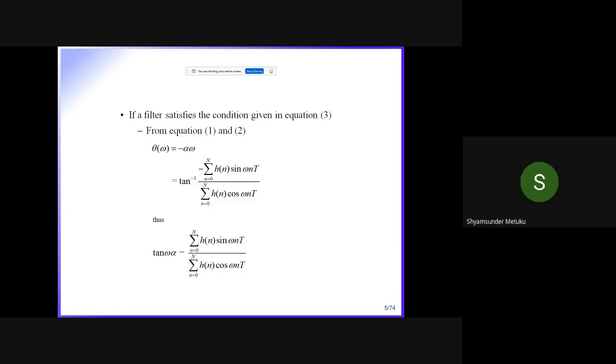Now, because it's a tan inverse, you bring tan to the left-hand side. So what is it going to become? Tan of omega alpha, isn't it? You are trying to equate as per the equation that the phase delay should be minus alpha omega. So minus alpha omega is equal to tan inverse of minus summation n equal to 0 to N, h of n sin omega n T divided by summation n equal to 0 to N, h of n cos omega n T, isn't it?